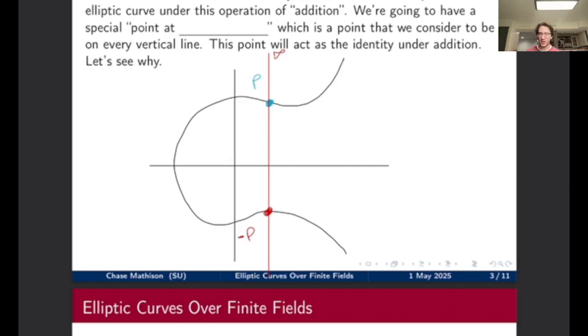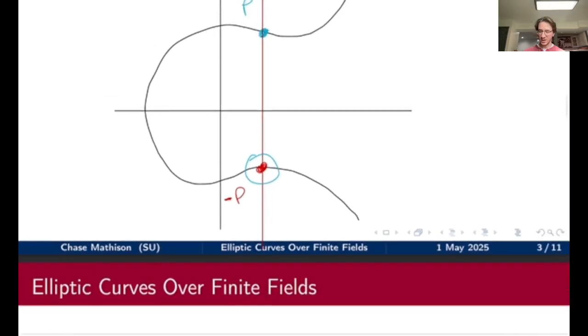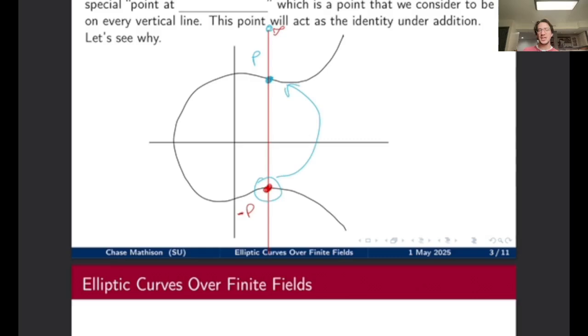So the idea is, if I add P to the point at infinity, then what's going to happen? If I add P to the point at infinity, which I think of as being up here on every vertical line, then for P plus that point at infinity, the other intersection with the elliptic curve happens here. Then to get the final sum, you flip back to get to P. That is why we define the point at infinity to be the identity element.